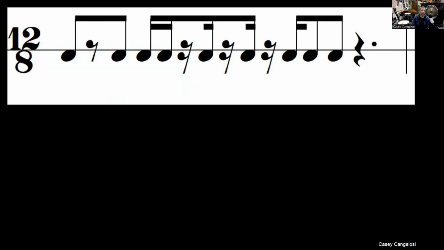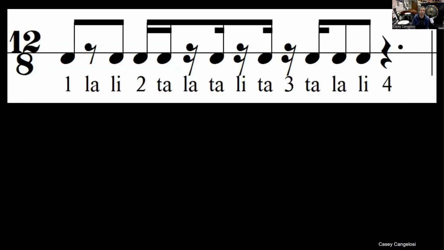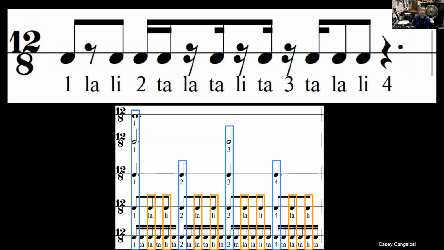So again, we're going to go through the same process to figure out how to count this. We're going to find the main numbered beats, 1, 2, 3, and 4, and then we're going to find the inner syllables and the inner subdivisions and name them according to our 1 ta la ta lita system. So you find where all of those lie, and then you know exactly where to play. 1 la li, 2 ta la ta lita, 3 ta la li, 4.